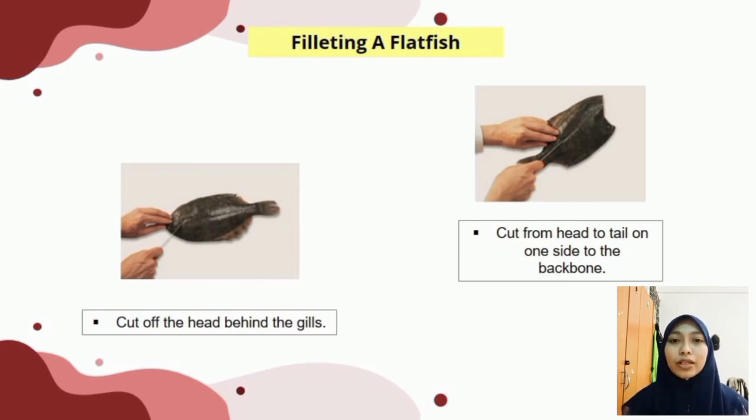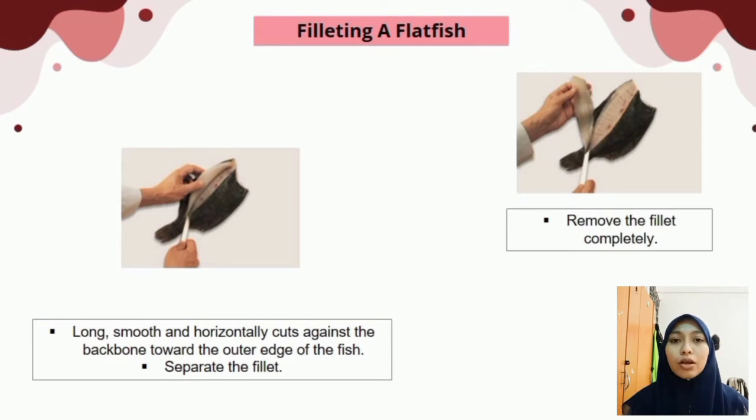Make a cut from head to tail just on one side of the center line down to the backbone. Next, you have to make a long, smooth, and horizontal cut again toward the outer edge of the fish. Then, gently separate the fish from the bone. Finally, remove the fillet and all done.